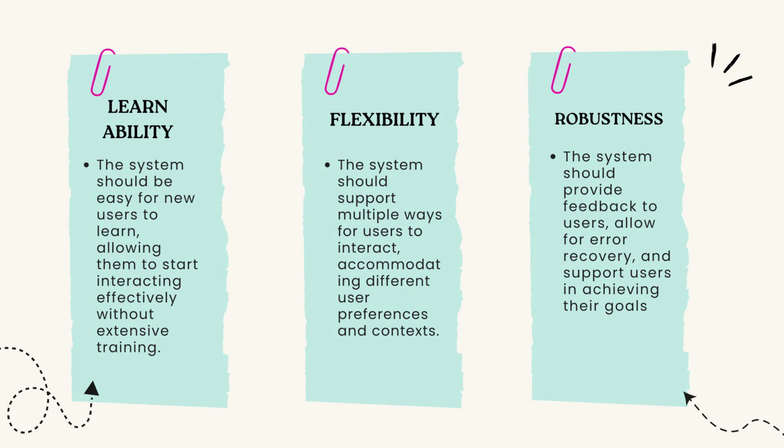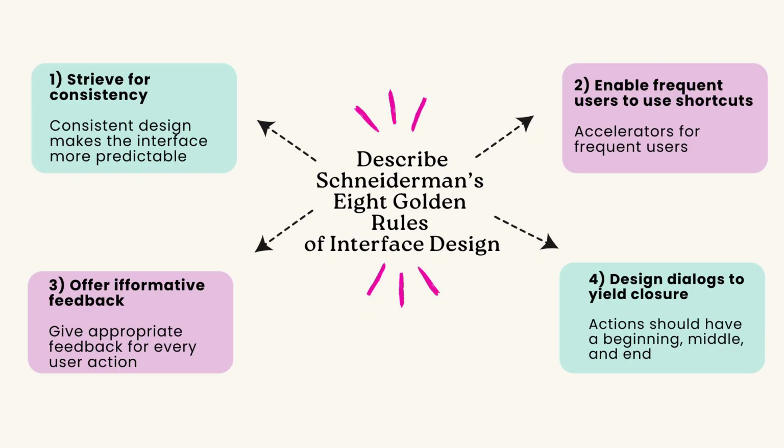Flexibility is also crucial. It should support multiple ways for users to interact, accommodating different preferences and contexts. The platform should be robust, meaning it provides feedback to users, allows for error recovery and supports them in achieving their goals. To guide our design, we follow Shneiderman's 8 golden rules.